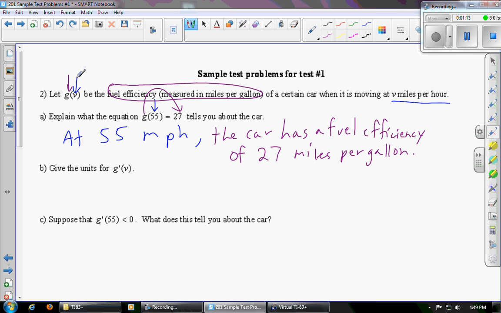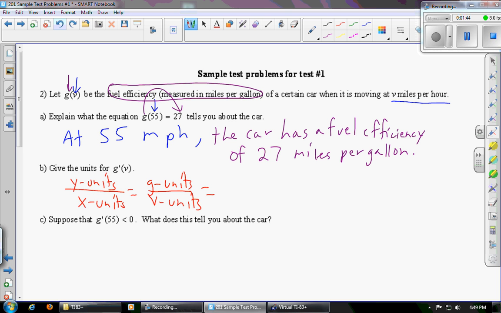Part B, give the units for G prime of V. Okay, so the derivative units are always the Y units on top and the X units on the bottom. But we don't have those letters in this case, we have other letters. So let's see, I guess playing the role of Y is the G in this case. So the G units will go upstairs. And then the X is normally the thing inside of the function in the parentheses. So in this case, it's right there, it's the V. So downstairs, we're going to put V units.